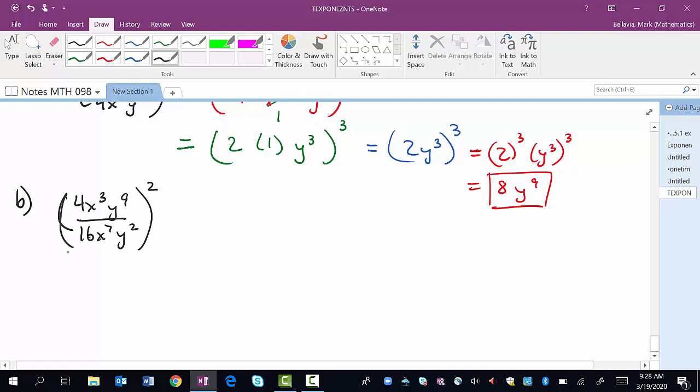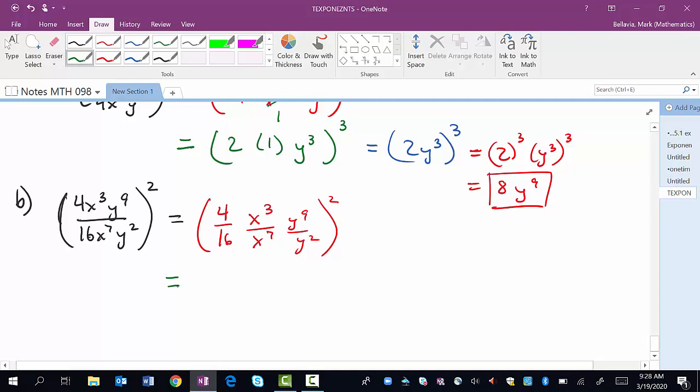And when I do this, first I will simplify the inside like I did a second ago. So I have 4 over 16, coefficients over coefficients, and then I'm going to do the same base over the same base. So x to the third over x to the 7th, y to the 9th over y to the 2nd. This whole thing is raised to the 2 power on the outside of it.